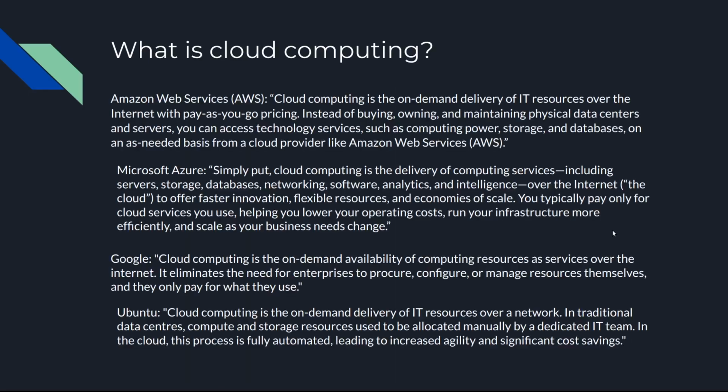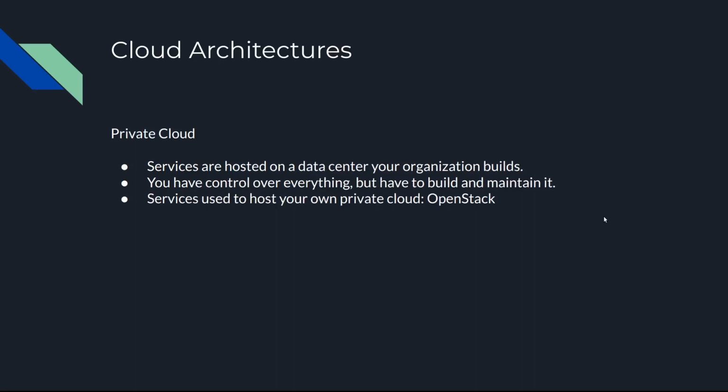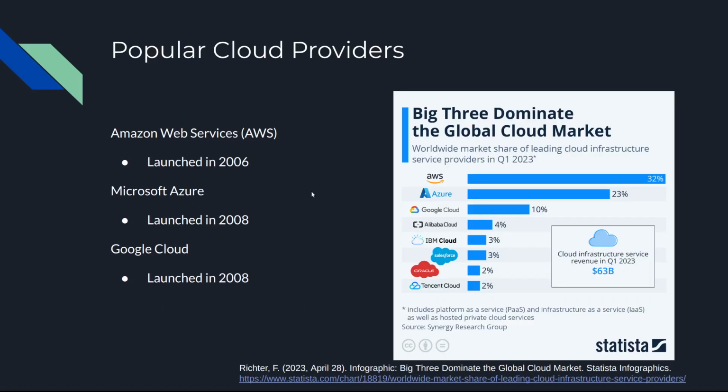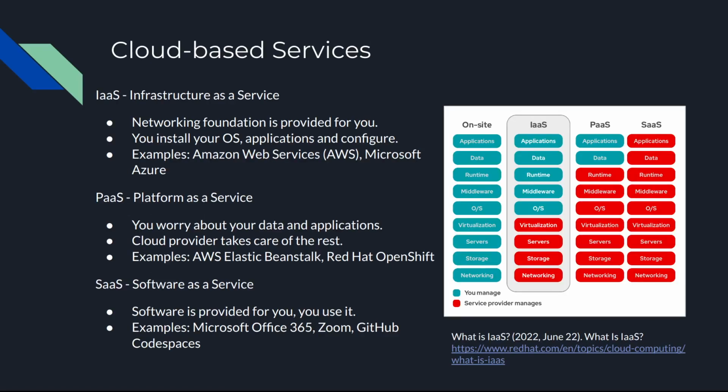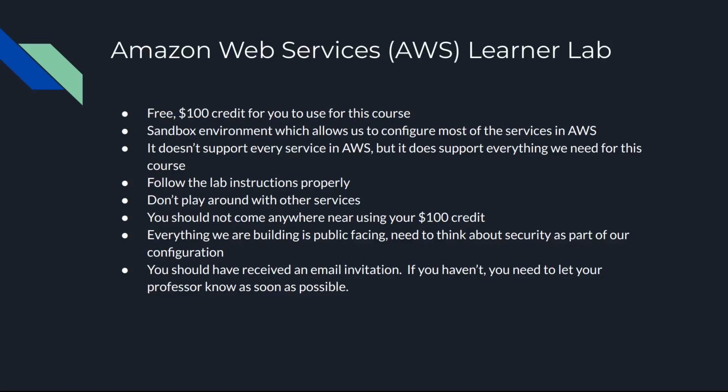We talked about what the cloud is, and if you need any of this, the recording is in Teams. We talked about the different architectures and platforms: hybrid cloud, public cloud, private cloud. I usually start with public and private. We talked about the different cloud-based services: infrastructure as a service, platform as a service, software as a service, and cloud providers, and that led us into AWS.